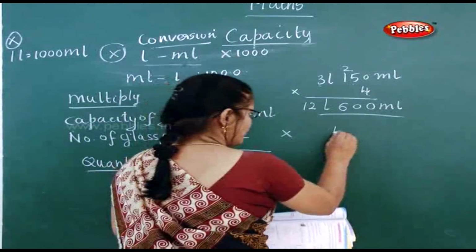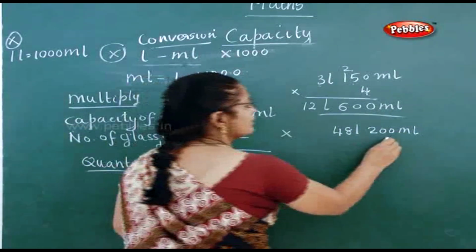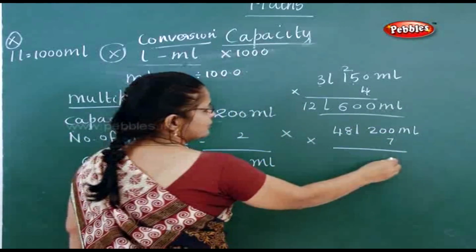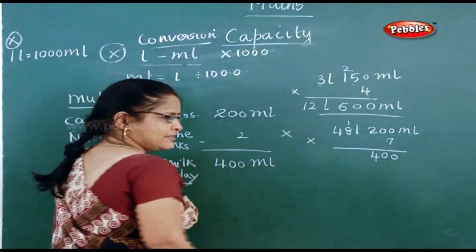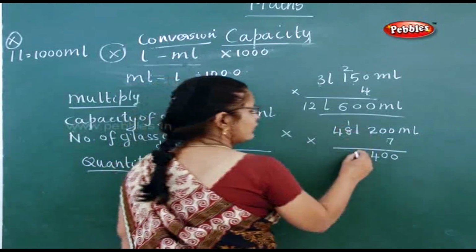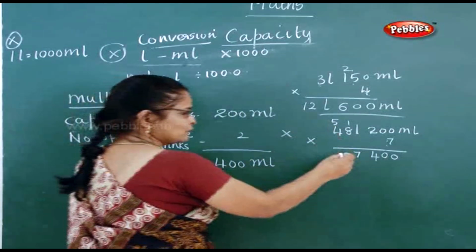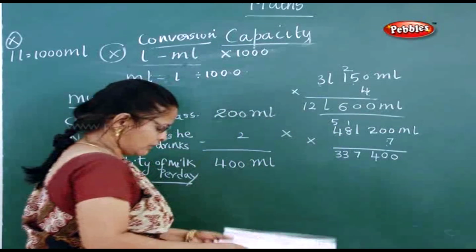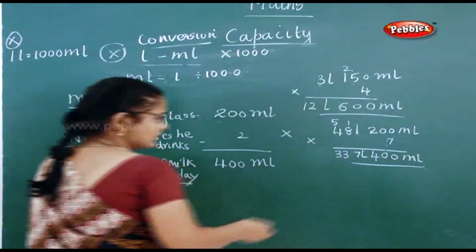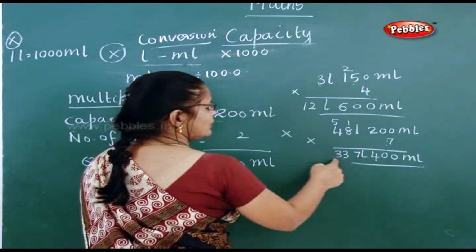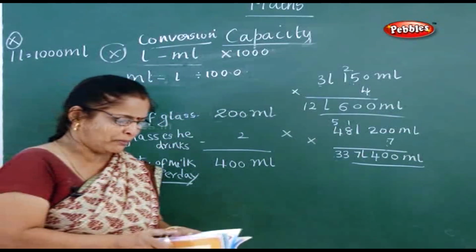Now, next sum. 48 liter 200 ml. You have to multiply with 7. What is 0 into 7? 0. 2 7s are 14. 1. What is 8 7s? 56. 56 plus 1, 57. 5. What is 4 into 7? 28. 28 plus 5 is what? 33. So it is 337 liter and 400 ml. Is it clear now? 28 plus 5 is 33. So 337 liter and 400 ml. So this is how you have to do your multiplication.